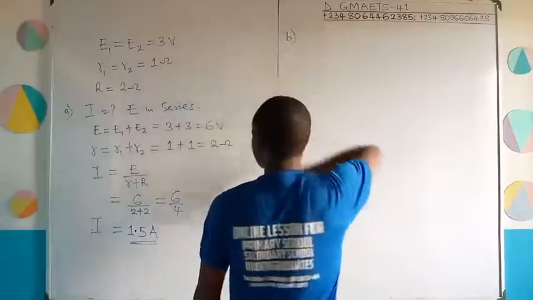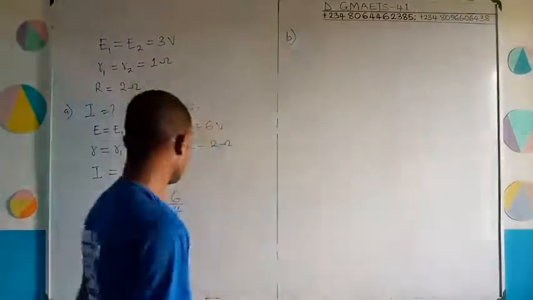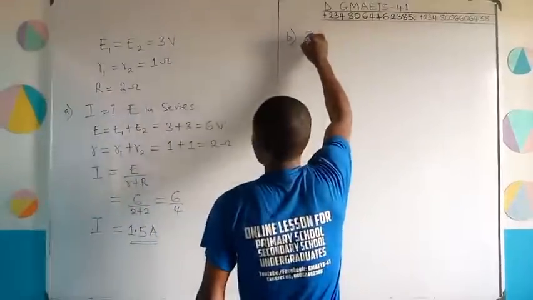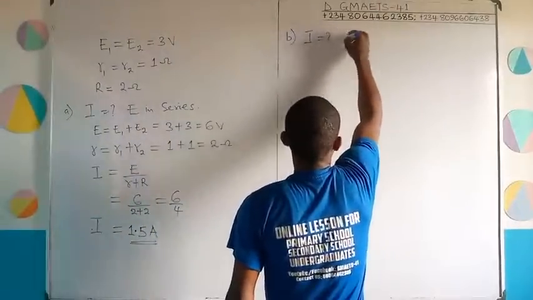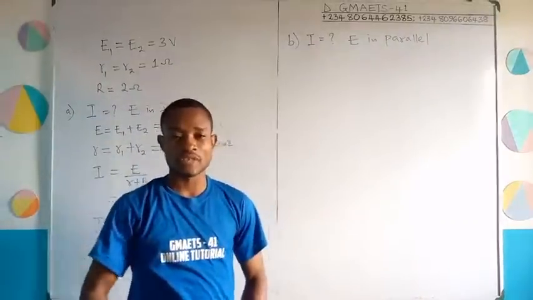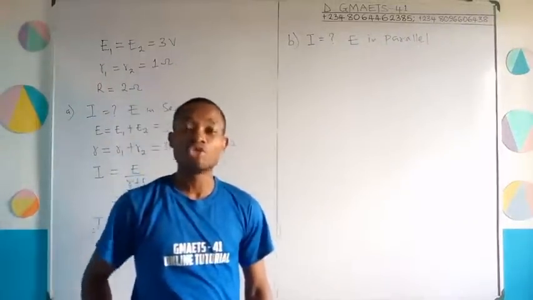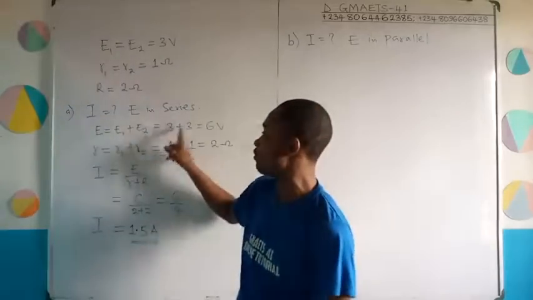The second part of the question, we are required to calculate the current when the cells are connected in what? Parallel. Alright, now we need to understand the conditions for cells being connected in parallel. When cells are connected in parallel, you don't add up the electromotive force like this.